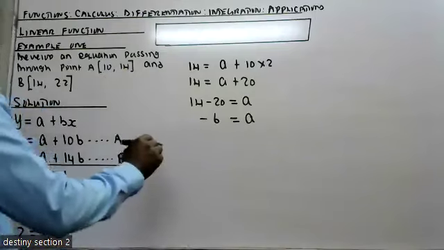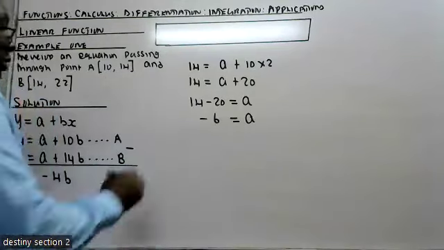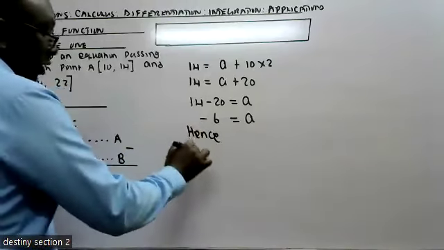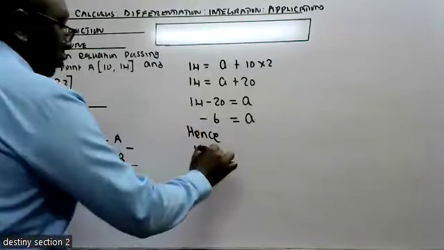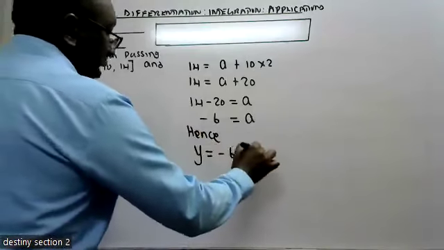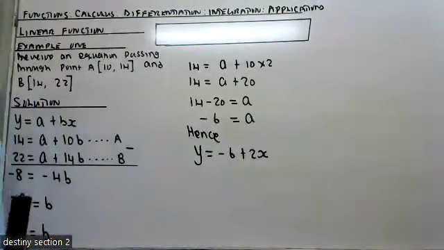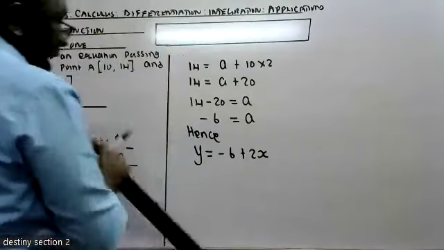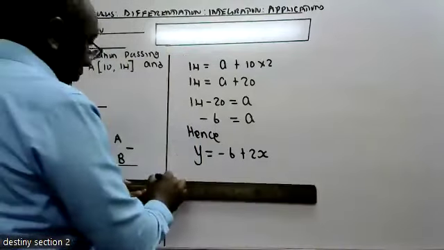So if that is true, we then proceed and say, hence, my equation is y equals minus 6 plus 2x. So that is how you develop an equation when you are given the coordinates of any two points. Let's do example 2.